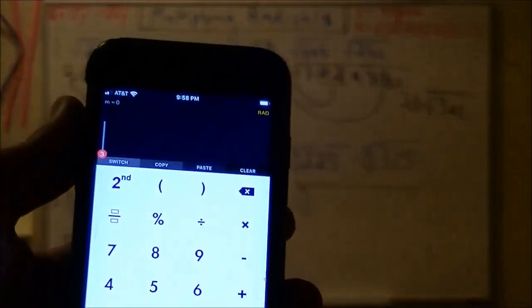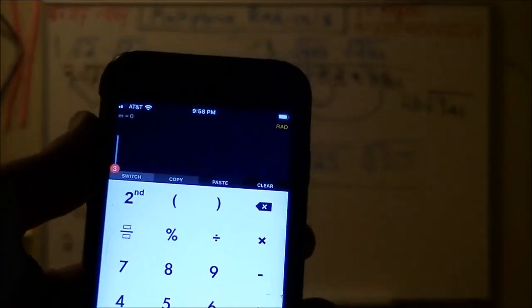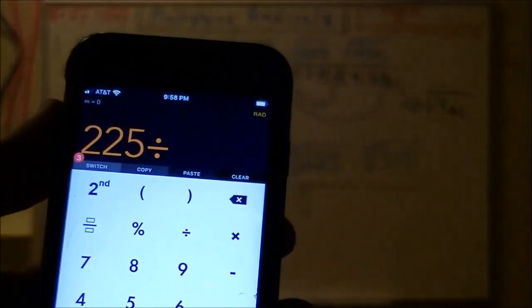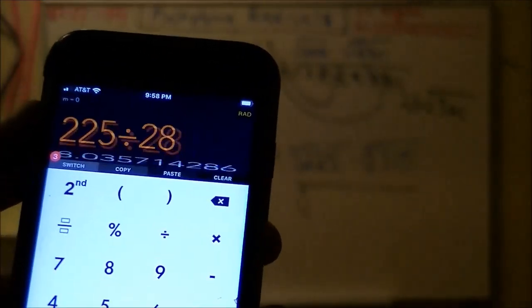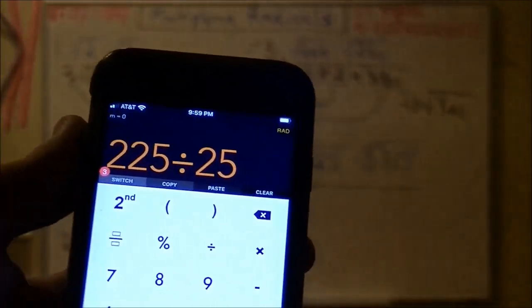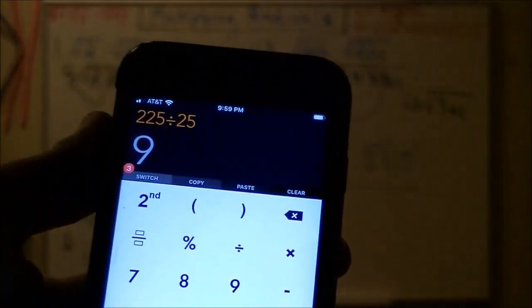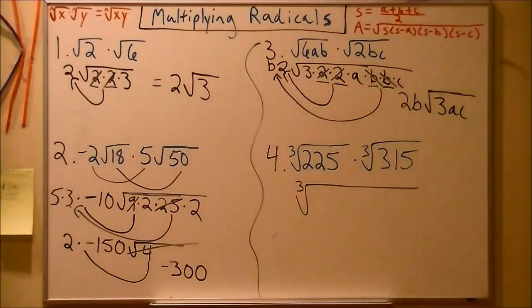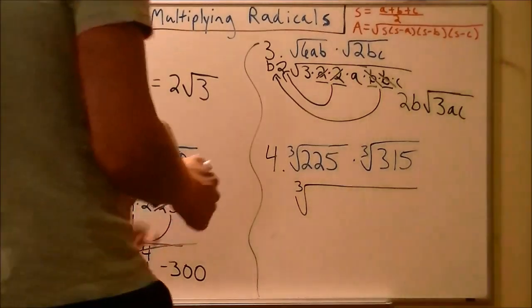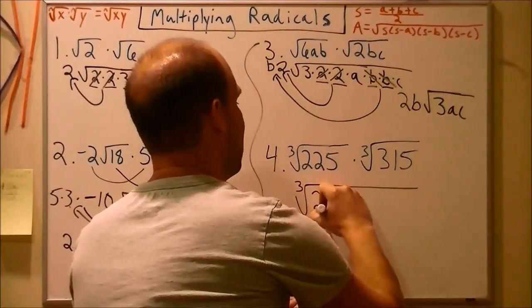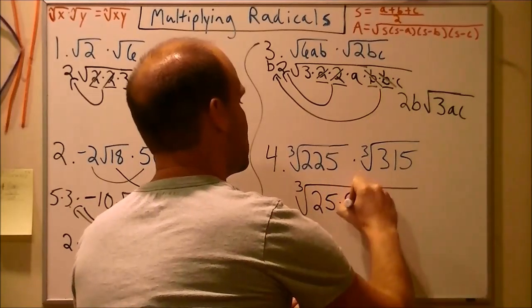Let's do it then. I'm just going to do some guesstimates, all right? 225, I see a 25 on the end. I'm going to hope and pray that a 25 gets me somewhere evenly. Let's try that. Good. All right, so we have 25 and 9, right? 225 divided by 25 breaks down into 2 factors, 25 times 9.